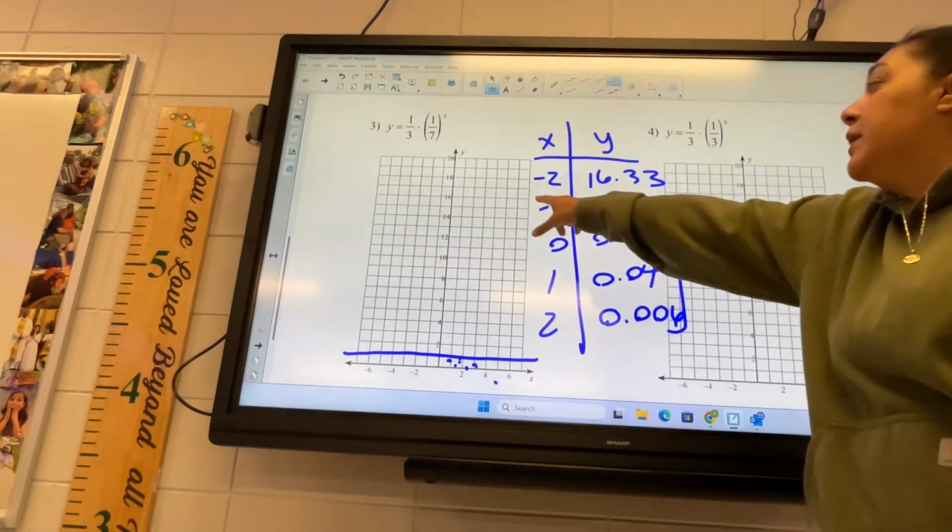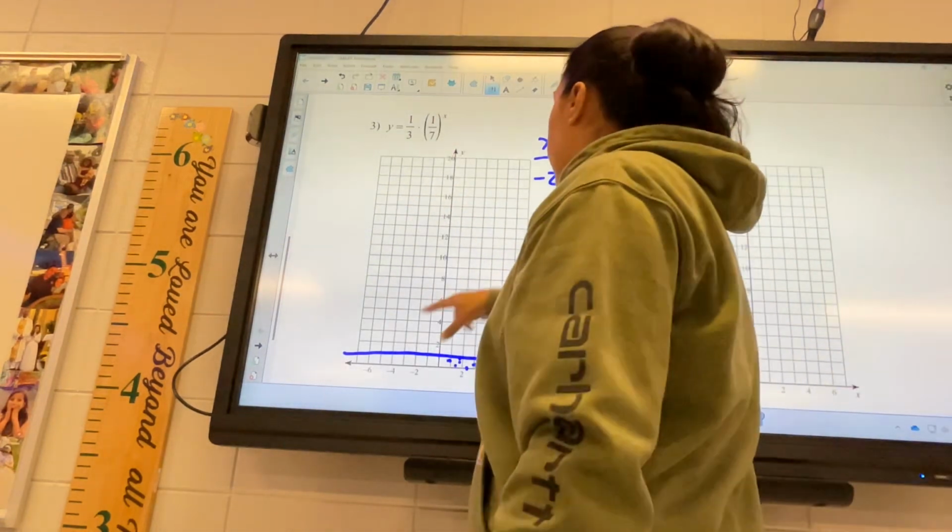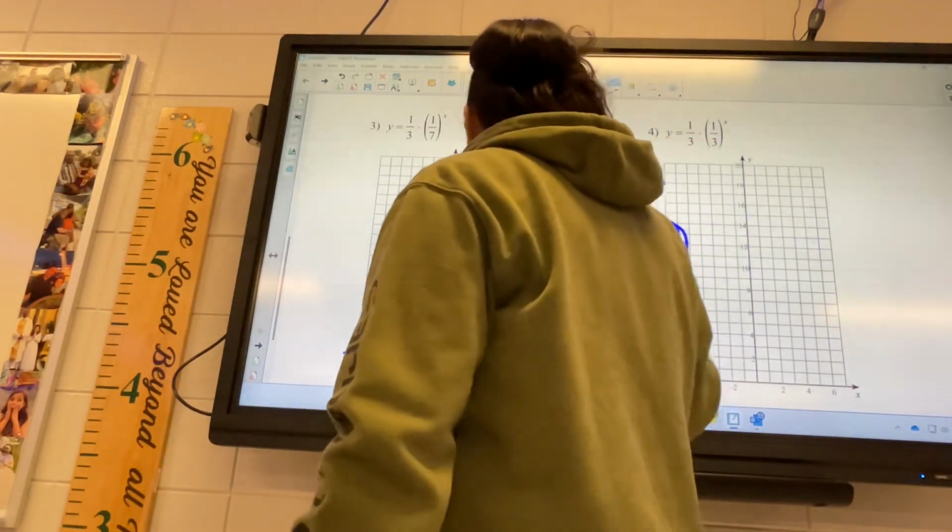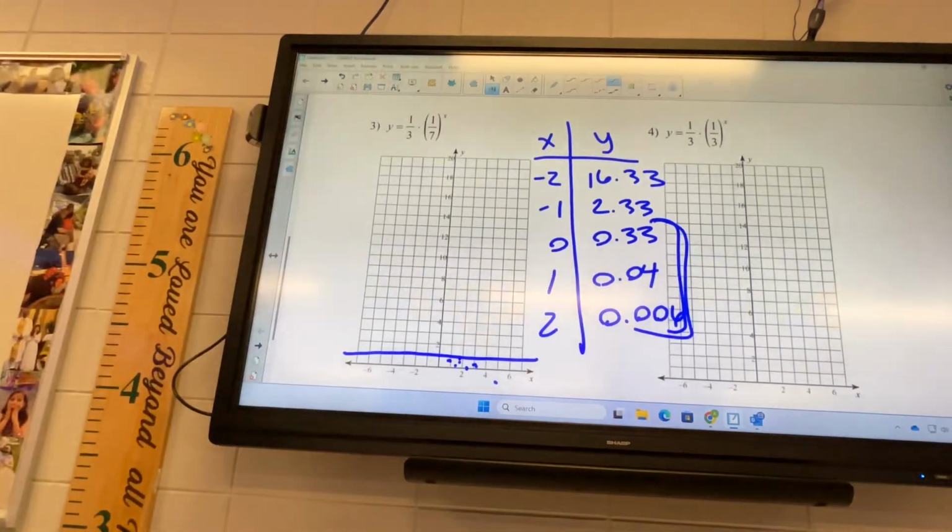Yeah, we can do somewhere around the 16 line. Okay, and the 2, you can do somewhere around the 2 line. All of these are just less than 1. Okay, they're going to be less than 1.